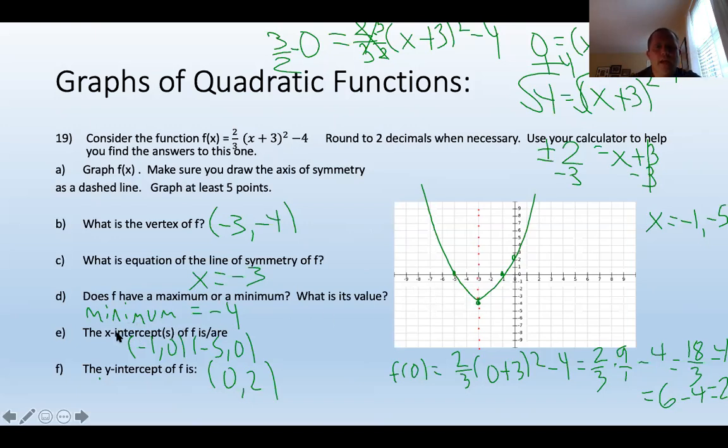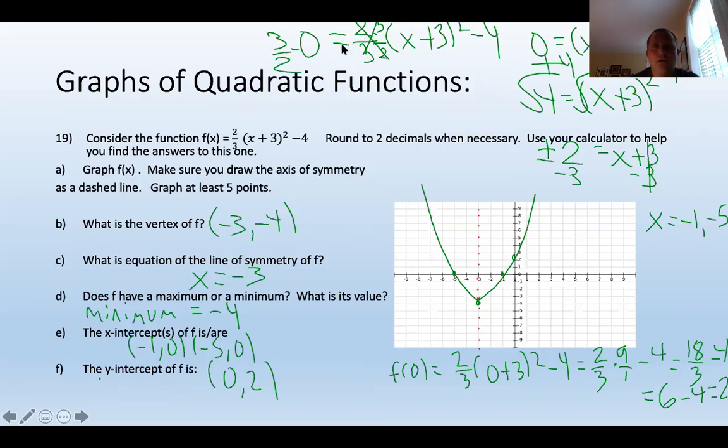The x-intercepts are what you get when you put 0 in for y and solve for x. So I did that up here. I put a 0 in for y. And what I did first is I've got 2/3 in front of x plus 3 squared, so I multiply by 3/2 to cancel 2/3 out.